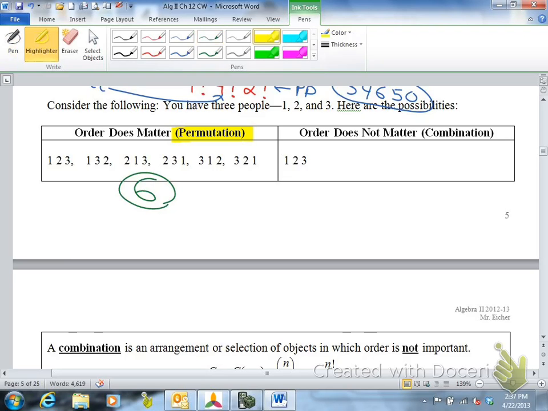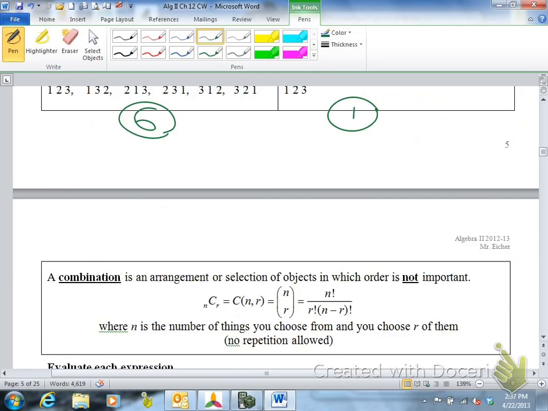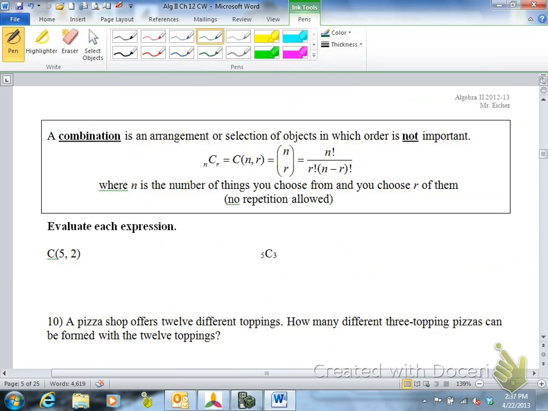Combination, the order doesn't matter. So if you have 1, 2, and 3, and you rearrange them, it doesn't matter. 1, 2, and 3, 3, 2, 1, 1, 3, 2. It's the same group of 3 people. So there's 1 group of 1, 2, 3. There are 6 groups when the order matters. So the last couple examples I have to show you relate to combinations. A combination is an arrangement or selection of objects where the order is not important.